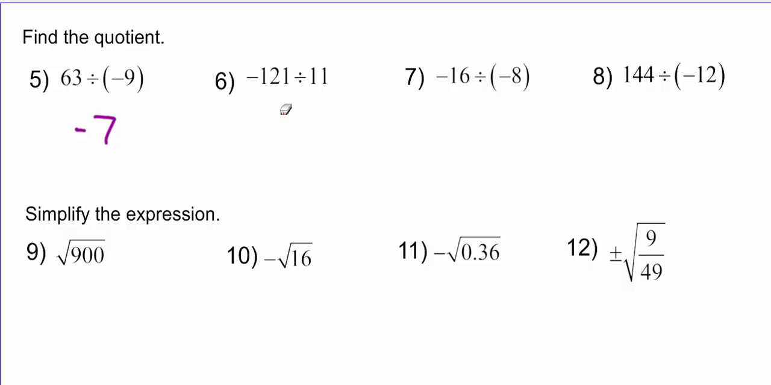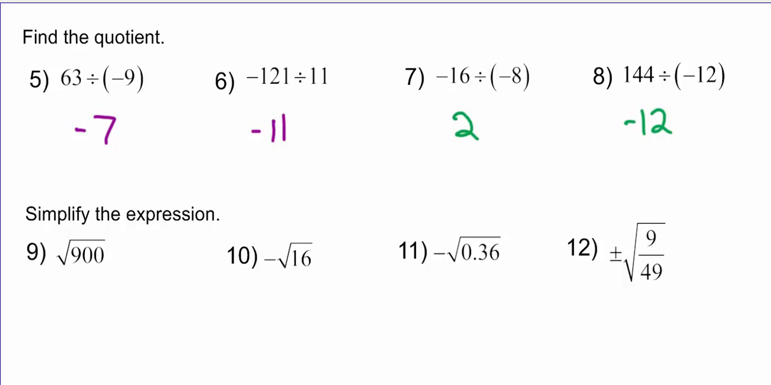Number 6, negative 121 divided by 11. Well, again, we have one number's negative, the other's positive, so this is again going to give us a negative result. And 121 divided by 11 is 11, so our result there would be negative 11. Again, go ahead and pause the video. Do 7 and 8 on your own, and then I'll work on 9 through 12 with you after that.